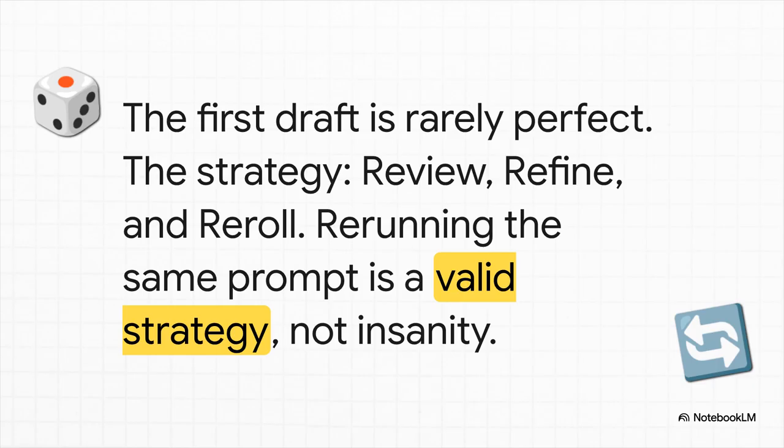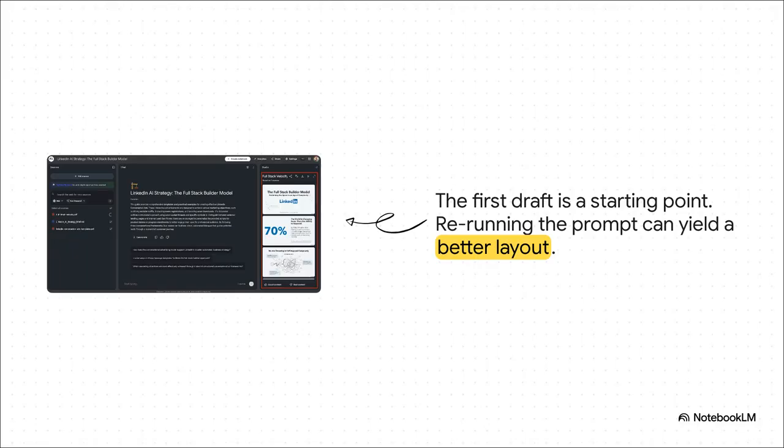And sometimes you just need to run the exact same prompt again. I know, it sounds like insanity, right? Doing the same thing and expecting a different result? But with LLMs, it's actually a valid strategy. And that's because these models are probabilistic. They're not deterministic. So rerunning the prompt is basically like rolling the dice a second time. It can often solve weird layout issues or little logic gaps just because the model takes a slightly different path to the solution. My rule of thumb? Always run it at least twice.